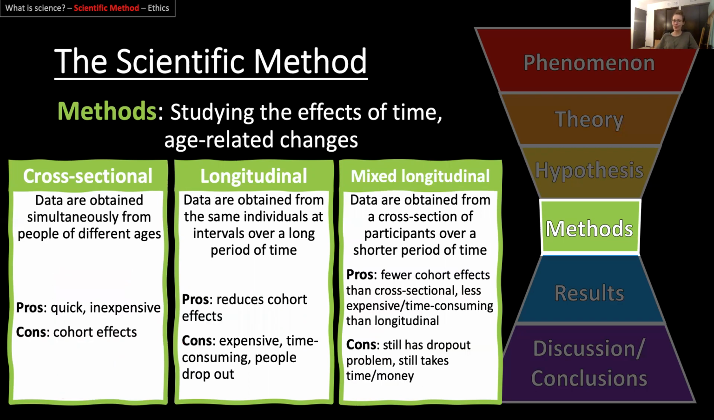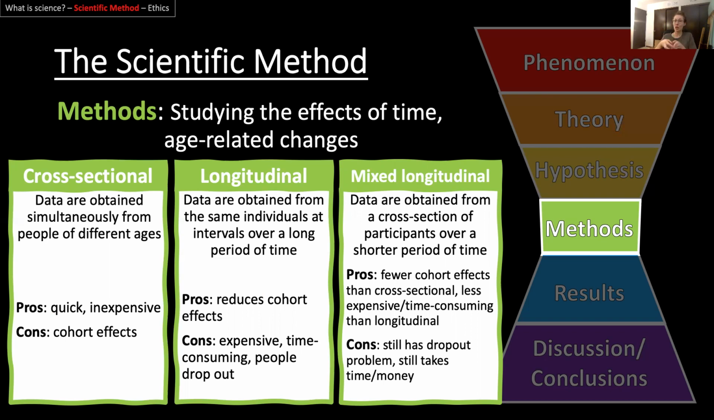They each have their pros and cons though. So obviously the quickest and cheapest thing that you can do is that cross-sectional. It's just one time point, you study a bunch of things. But there's a problem called a cohort effect. You've heard of cohorts before. Right now, if you're a first or second year, that year your group is your cohort. So it's kind of just a group of people that all share similar experiences.